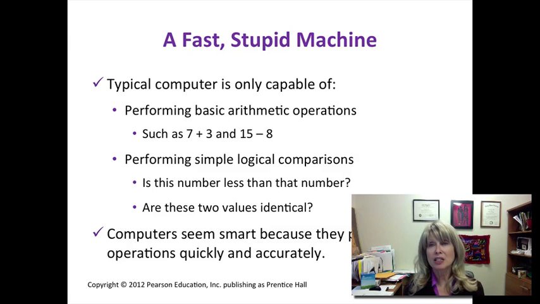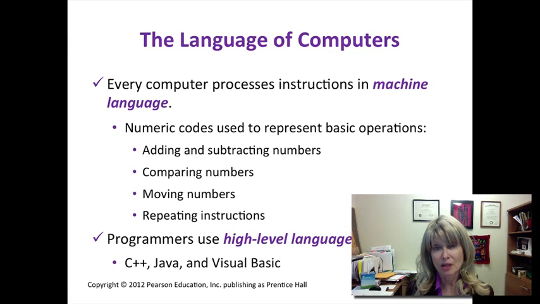And the more sophisticated the language is, usually it's more word-like, English-like, and there's usually fewer lines of code you have to write, but each line of code means a whole lot more of machine language. This last sentence, computers seem smart because they perform these operations quickly and accurately. Only if they're coded that way. Okay, remember, a computer is nothing more than what you code. Now, there are computers now that are actually learning from themselves, and that's artificial intelligence that we'll get to later on.